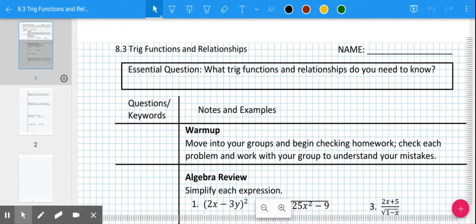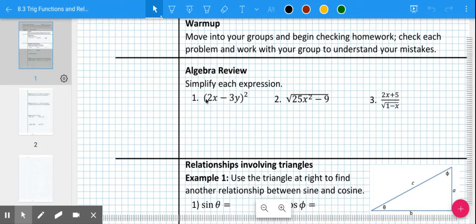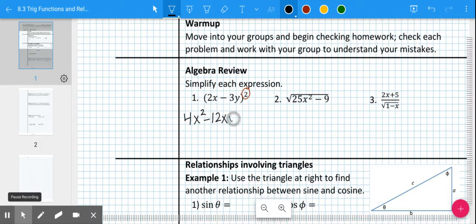Today we're going to look at 8.3 trig functions and relationships, and we're going to jump right into this algebra review. What I'd like you to do first is simplify and choose your answer for number 1. A common mistake on number 1 is we tend to bring this squared in without actually foiling out the two binomials. So you want to be careful not to make that mistake. The answer to this first problem should be 4x squared minus 12xy plus 9y squared. So just be really careful to distribute the two binomials.